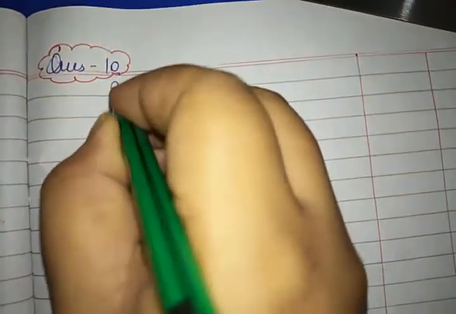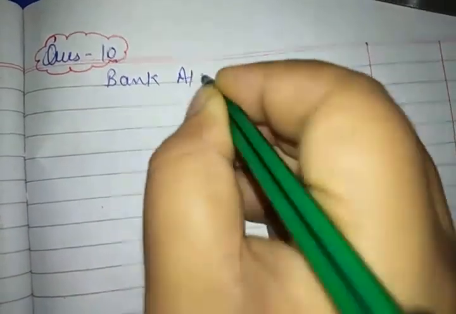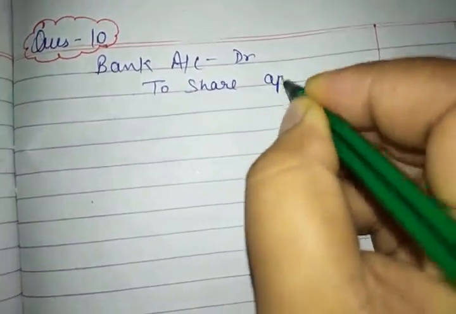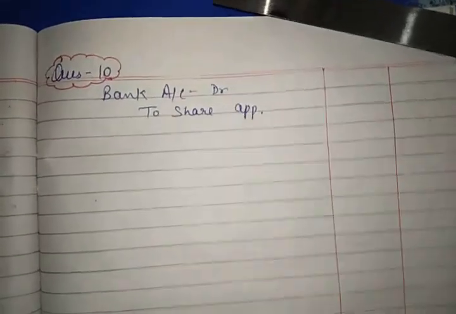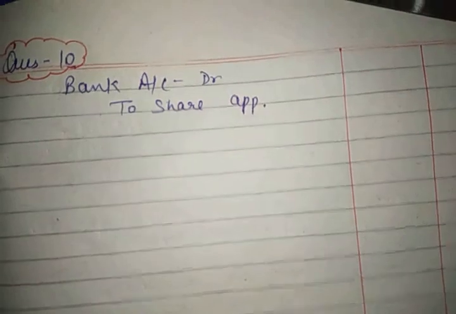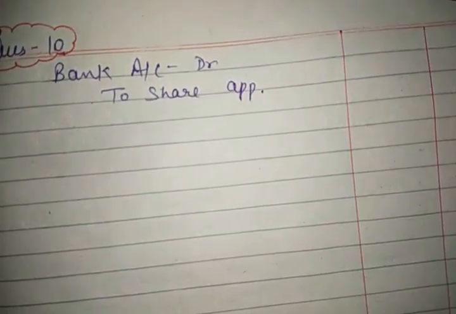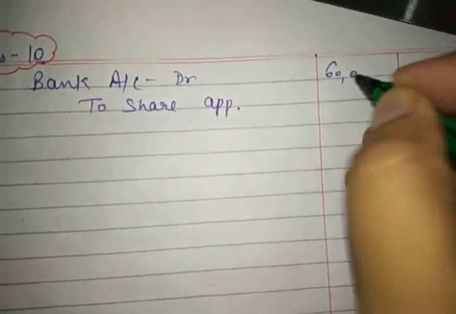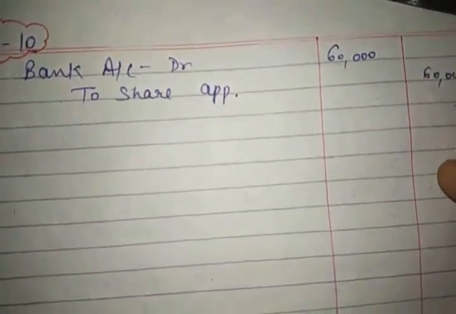So first of all you will receive the application money, and for receiving the application money we will pass the entry: bank account debit to share application. We have passed the entry for application amount receiving. The next thing we need to do is to enter the amount in the columns, and in the application we have received 3 rupees for 20,000 shares. That means 60,000 in total is received by us on application.